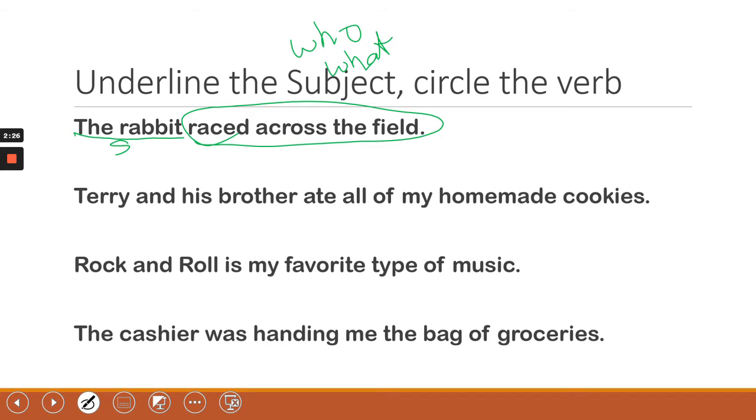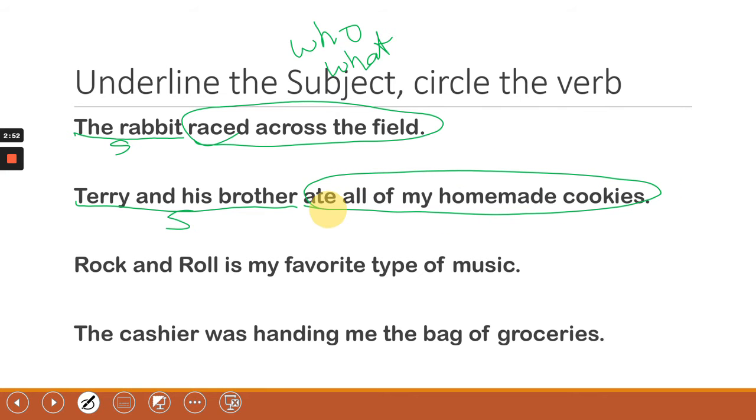All right, let's take a look at the next sentence. I have Terry and his brother ate all of my homemade cookies. Ooh, who is the person doing the action in the sentence? Terry and his brother. They're both doing the action, so they're the subject. That's the who or the what in my sentence. Terry and his brother. What did they do? They ate all of my homemade cookies. That is the verb. I should put a V up here too.